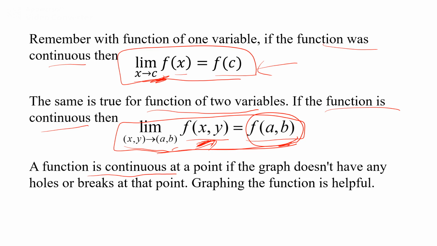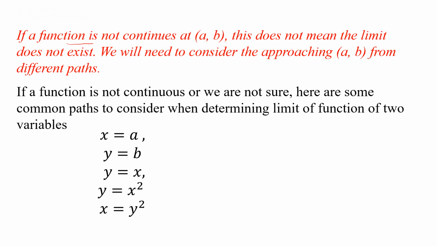A function is continuous at a point if the graph doesn't have any hole or break at that point. So by graphing we can easily tell whether the function is continuous or not, which is helpful for explaining continuity of a two-variable function. Now here it is important: if the function is not continuous at a particular point, say (a,b), this doesn't mean that the limit does not exist. We need to consider approaching (a,b) from different paths.